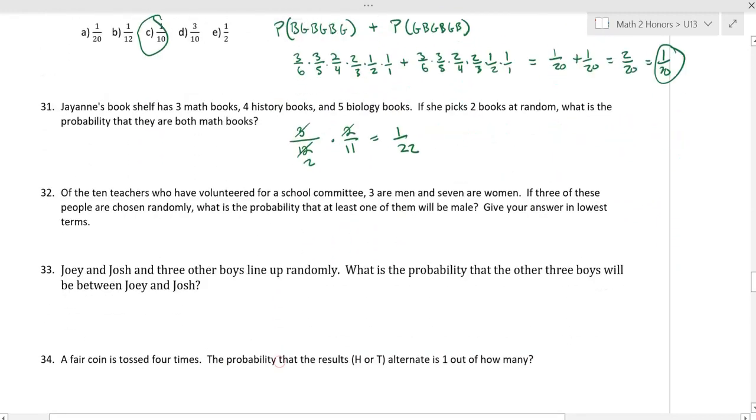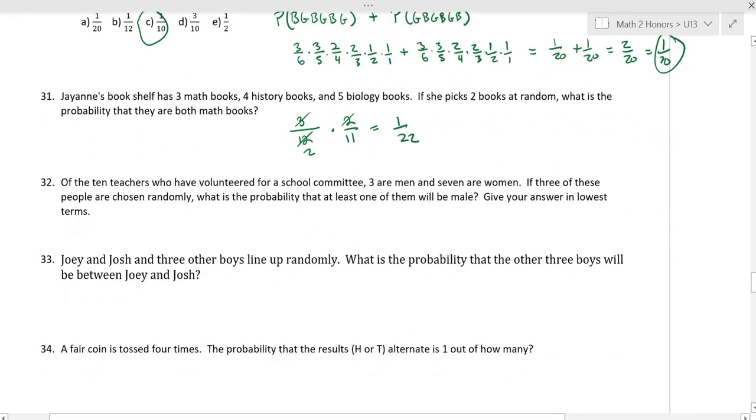Number 32. Of the 10 teachers who have volunteered for a school committee, 3 are men and 7 are women. If 3 of those people are chosen randomly, what's the probability that at least one of them will be male? All right, you got that at least one here. And so for 32, remember the probability of at least 1 is equal to 1 minus the probability that none are chosen. Right? So that's going to be 1 minus the probability that none are male or all are female.